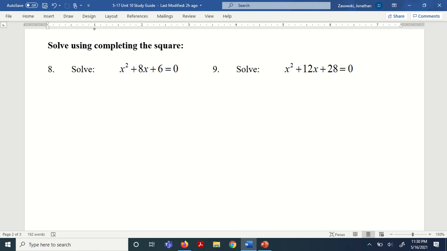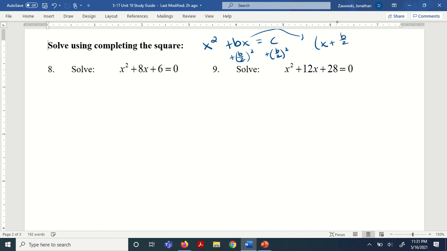So remember, in this one, we want to first get our equation so that just the x's, x squared, no term in front, plus bx is equal to some number, c. Then we're going to add b over 2 squared to both sides. And this is going to factor into x, whatever this term is, plus or minus, b over 2 quantity squared. And then we're going to take the square root of both sides and solve.